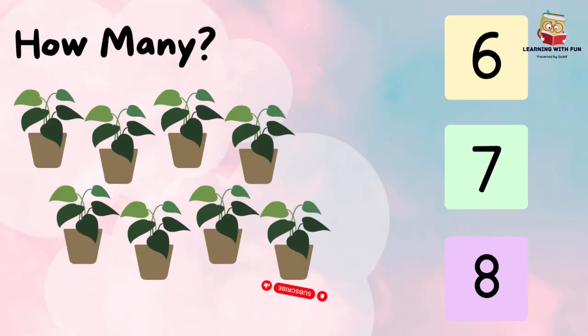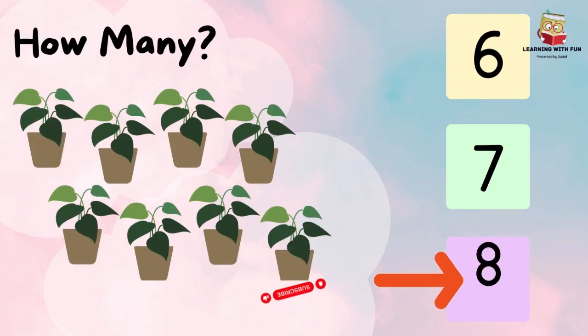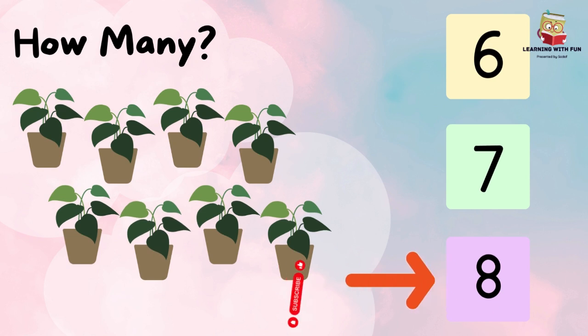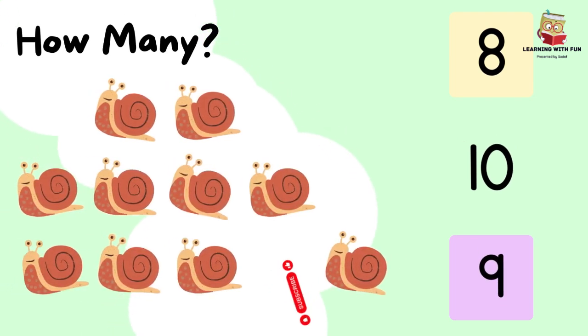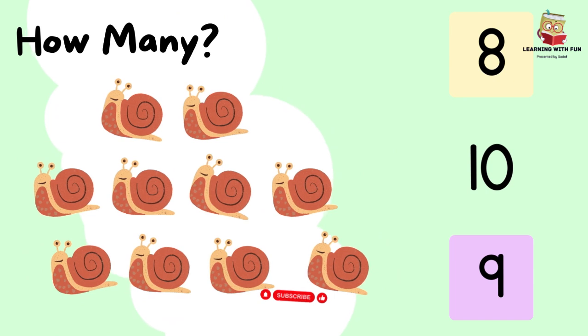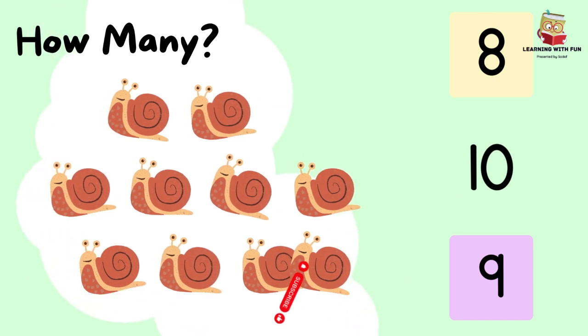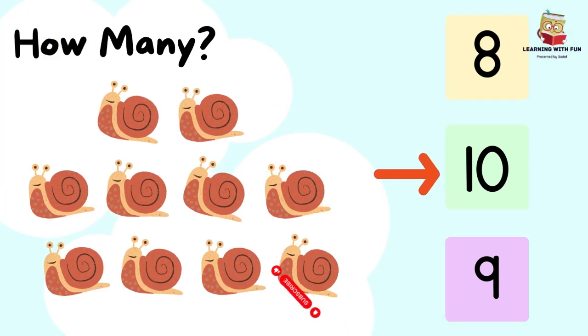How many plants do you see? 6, 7, or 8? 8. How many snails do you see? 8, 10, or 9? 10.